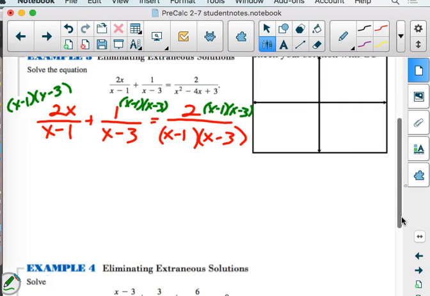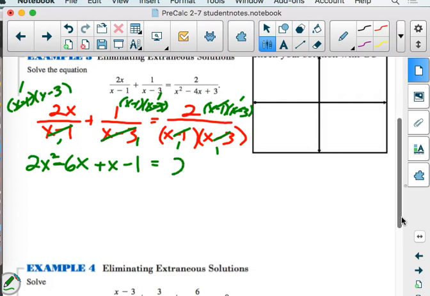Let's see what happens. First fraction, good news, we unload the x minus 1, but we'll have to distribute the 2x through x minus 3. Next one, we lose the x minus 3. We have a little x minus 1 times 1 up there. But on the right-hand side, the x minus 1 and the x minus 3 cancel out. That is fantastic news.